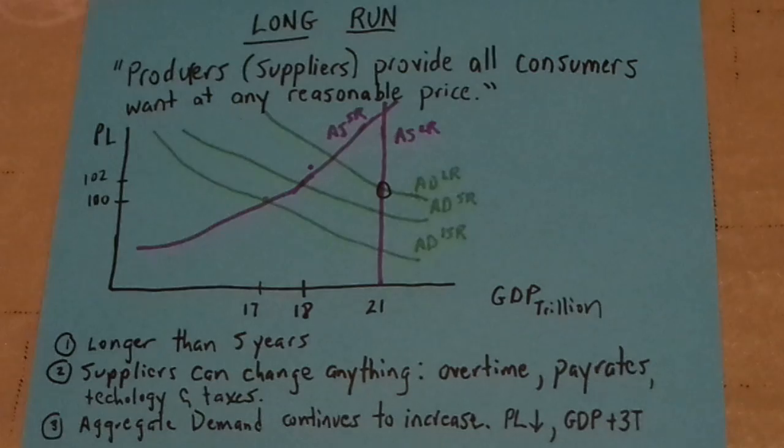The suppliers can change anything in the long run. They can change overtime, they can change pay rates by shipping jobs overseas, they can change technology. And they could also change taxes. Sorry about missing the N in technology. Also, aggregate demand continues to increase, price level decreases, and GDP goes up 3 trillion. Again, in the long run, producers or suppliers will provide all consumers want at any reasonable price.